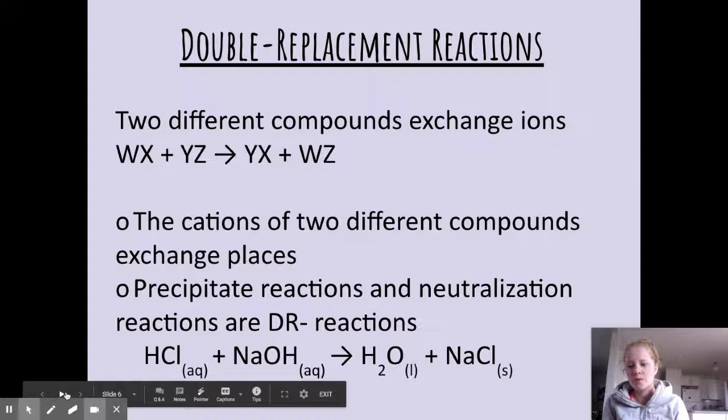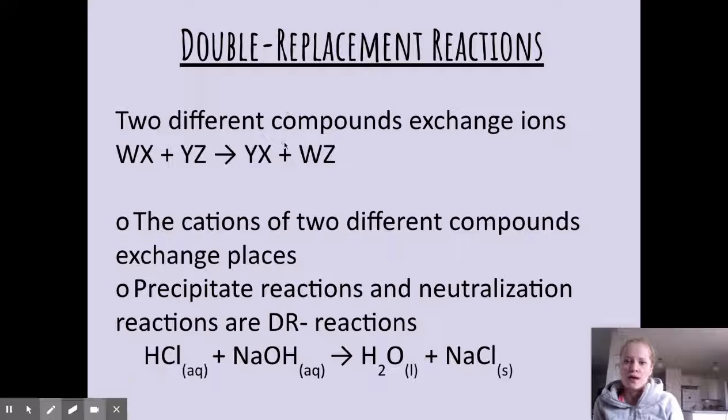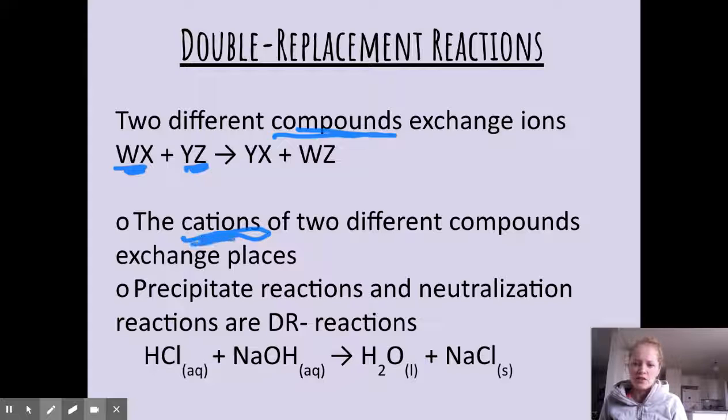Now, double replacements, guess what? Two things are going to end up switching, not just one. We always have two compounds in this example. So you have one compound, another compound, and then they're going to have a little switch, and you are going to get two different compounds. In this case, it's easy. Most of you find this one easier than the single replacement because the cations are what is going to switch. So they exchange places.